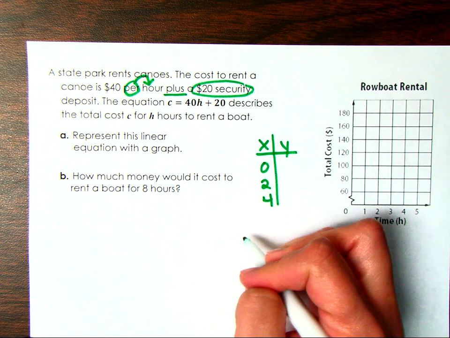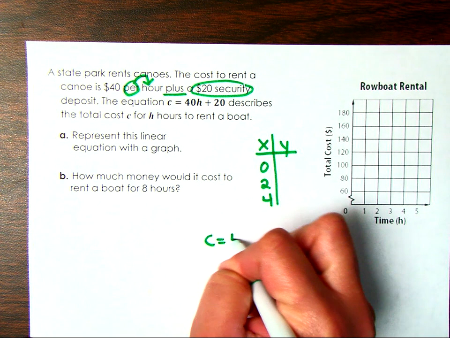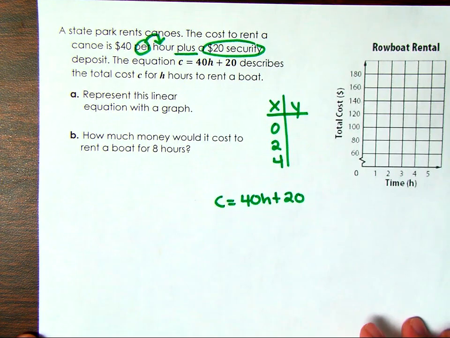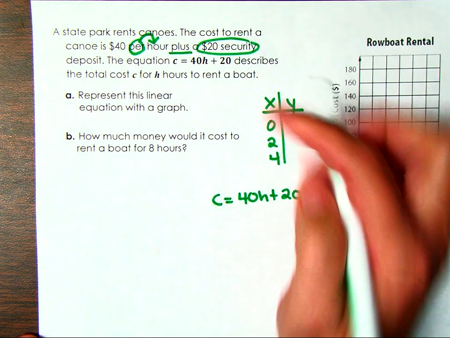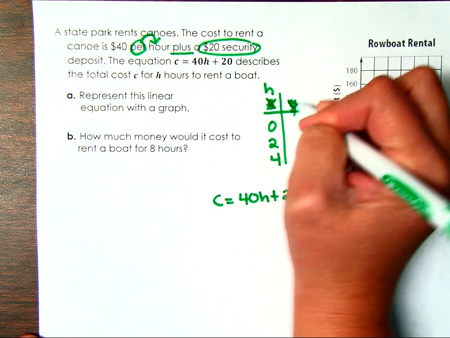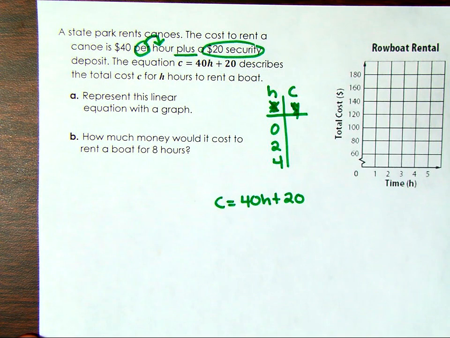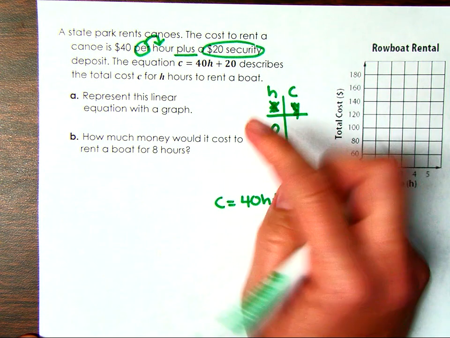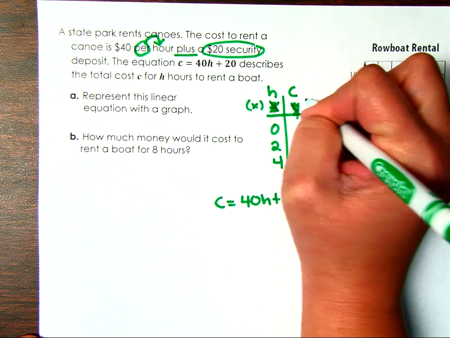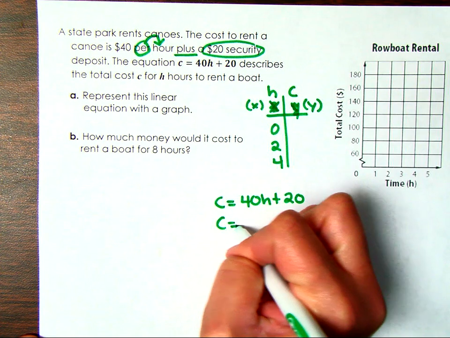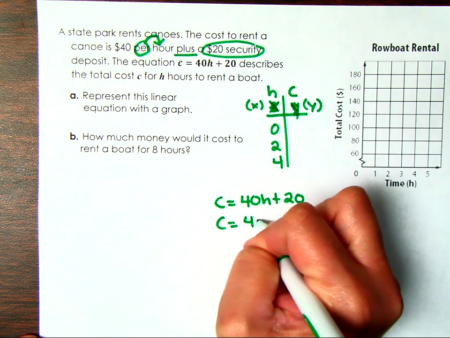So we're going to use our equation, C equals 40H plus 20. So H is really my X, so I'm going to replace that right here, and Y is really my cost, just so it helps us out. But again, X and Y is our ordered pairs, so I could have left X and Y there just to help us out. So what is my cost going to be as my output when my input is 0?